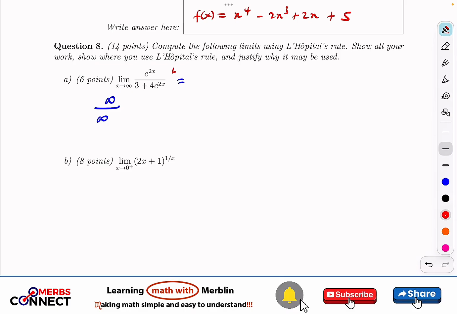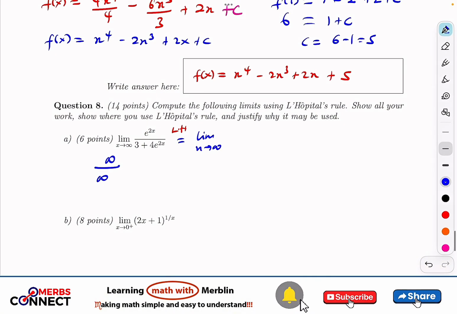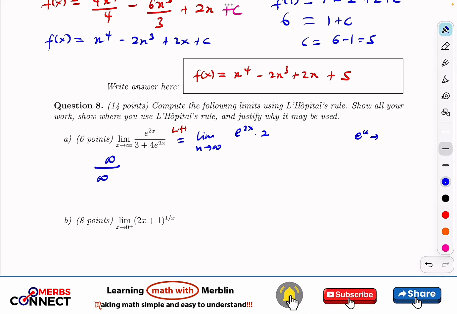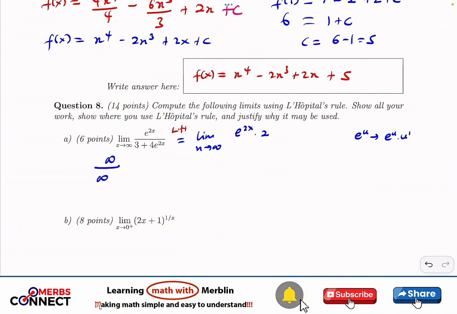So now let's use L'Hopital's rule here, and we are going to have the limit as x approaches infinity. Now let's differentiate this function here. When I differentiate e to the power 2x, don't forget this is going to be e to the power 2x times 2. So I maintain the function, and then I differentiate what is on top, and I multiply it. Remember this, right? When I differentiate e to the power u, I have e to the power u times u prime. So that's what I'm going to get from there.